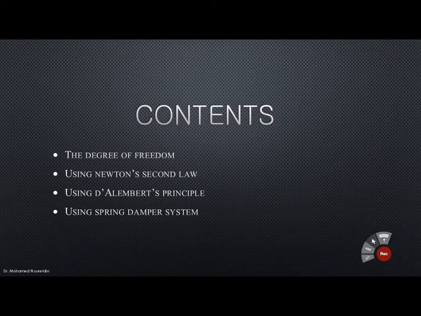The main contents of this video is going to be related to the degree of freedom, the definition of it. Actually, I should have explained it last video, but because of the time limitation, I couldn't. So today I'm going to explain and define the meaning of degree of freedom. And then we are going to derive the equation of motion for the single degree of freedom system using three different ways. The first one is using Newton's second law, the second is using D'Alembert's principle, and the third is using a spring-damper system.